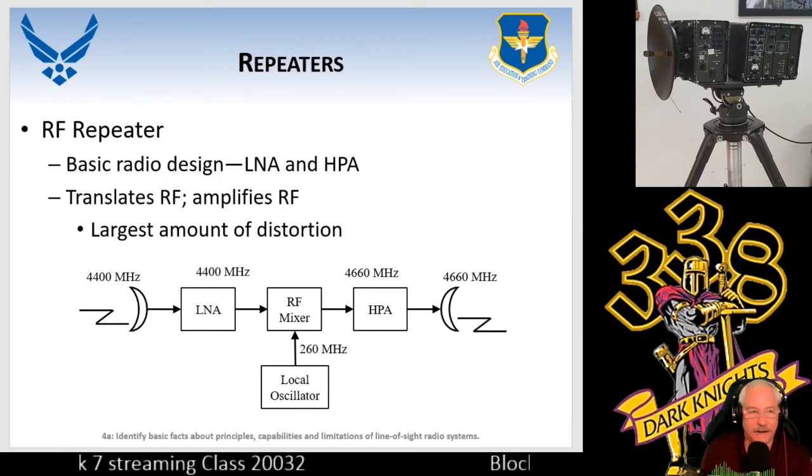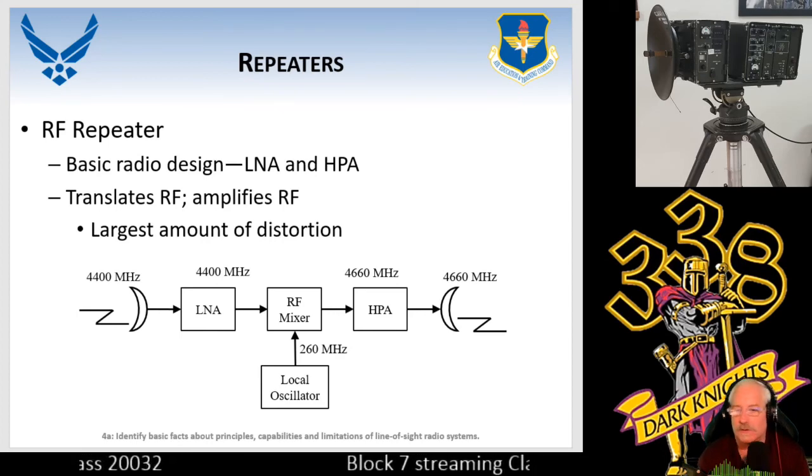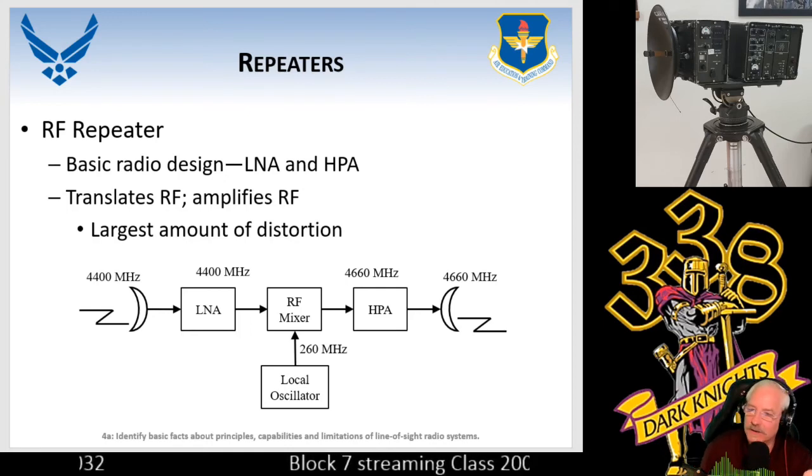Voila. There you go. So the problem with the RF repeater is it doesn't break it down where it cleans the noise out of it, so it ends up with the most distortion. Okay? Distortion is not good.